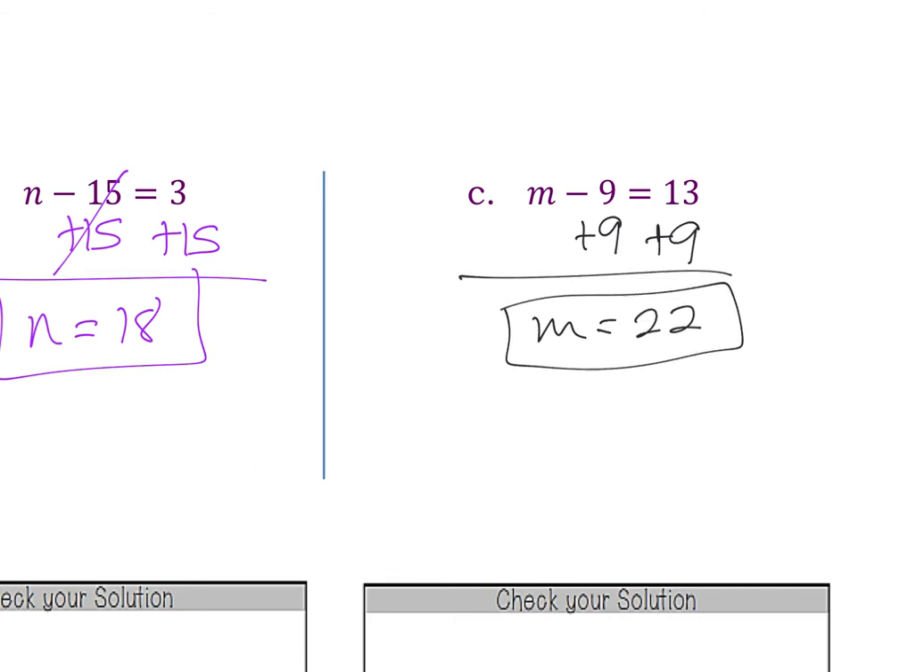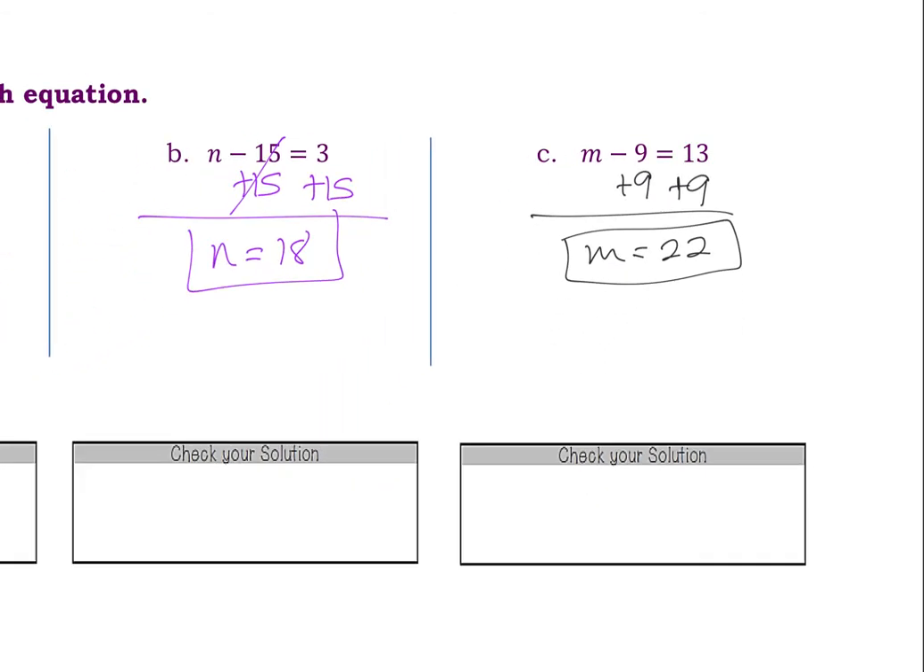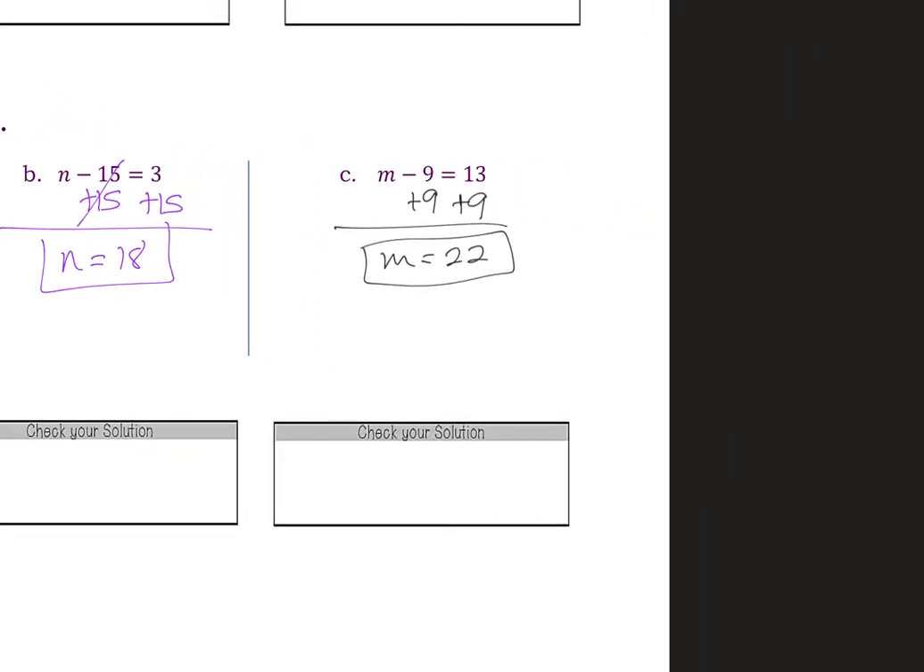Good. Now, the bottom box, the one we didn't fill in, if you want to do it, you can. You can always check your answers. For instance, here we said m was 22, so I'm going to take this formula and plug in my 22 specifically for the m. So I'm going to write 22 minus 9 should equal 13. And it does. And if it equals the same thing, then you did it correctly.